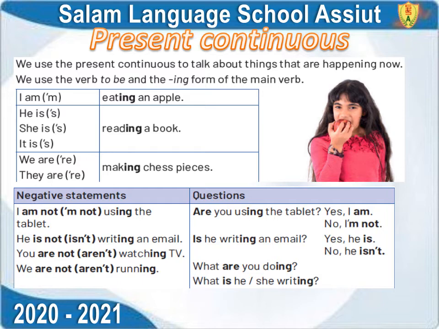In the question form, for example, yes or no question, we use the verb to be at the beginning of the question. For example, are you using the tablet? Yes, I am. Or no, I am not. Is he writing an email? Yes, he is. No, he isn't. In the WH question, we begin with the WH word. For example, what are you doing? What is he or she writing?